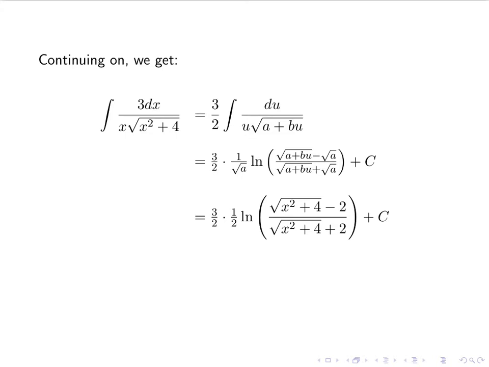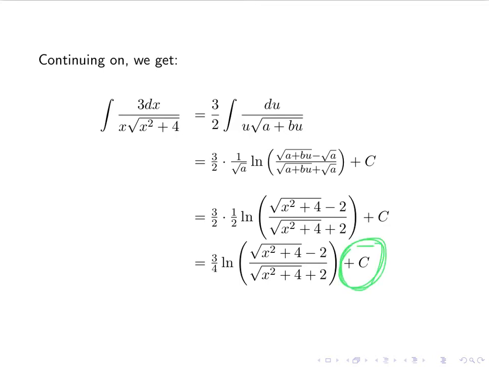Right, a is 4, b is 1, u is x squared. So the square roots of a are all 2's. Then we clean it up. And we get this lovely guy here. Again, don't forget you have to add in the plus C every time you're doing an indefinite integral.